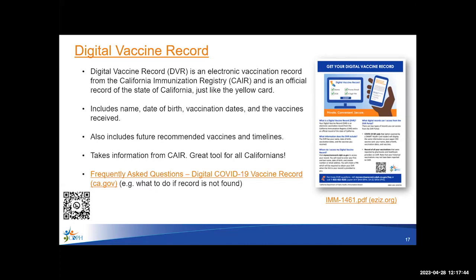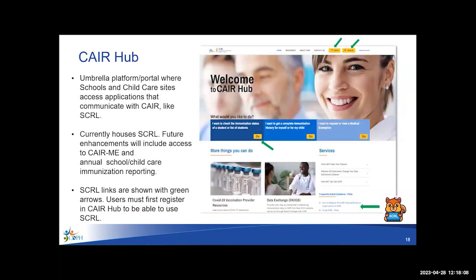It includes a person's name, their date of birth, their vaccination dates, and the vaccines that they've received. It also includes future recommended vaccines and timelines, and it takes information directly from CAIR. It's a wonderful tool. There is a link to the digital vaccine record on this slide. There's also a link to frequently asked questions. I encourage you all to check it out. I feel like it will replace a lot of families asking doctors' offices for vaccine records, and it will make things much easier for many families.